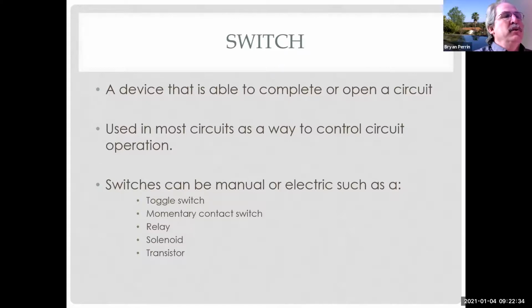So switches are used in most circuits as a way to control circuit operation. So we think of switches like our light switch, which is becoming less and less of a switch, actually. It's more like a button to ask the computer to turn your lights on. But a switch could also be inside the computer. And we're seeing that more and more where they use transistors inside a computer to turn things on and off. So it's acting like a switch. So get out of your head that a switch is some toggle on the dash we're going to move up and down. Computers have all kinds of switches in them to turn things on and off.